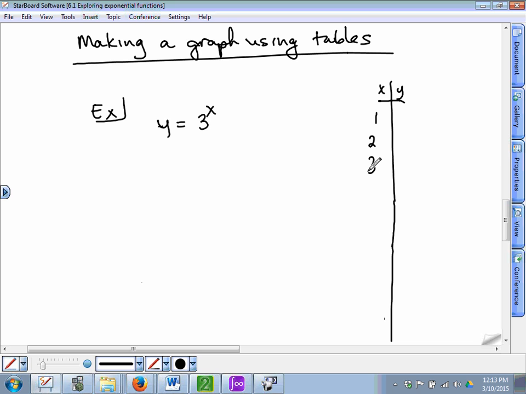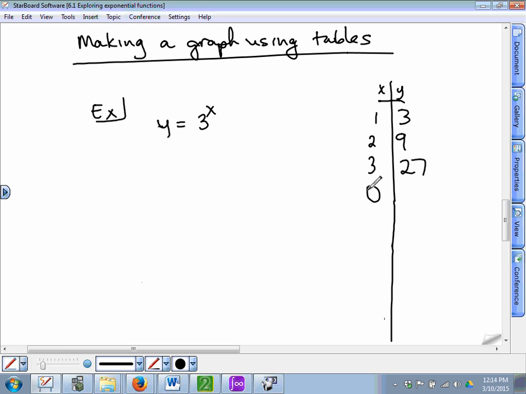What's 3 to the first power? 3 to the second power? 3 to the third power? 3 times 3 times 3. Yes, 27.